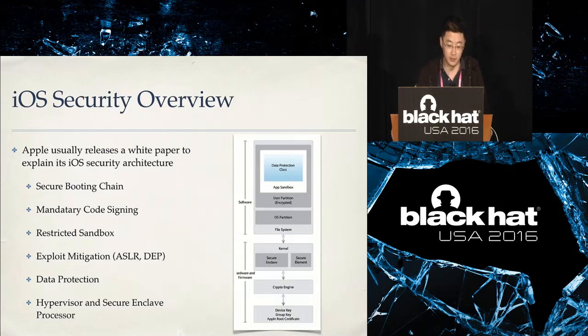And in terms of exploit mitigation, iOS has both kernel-side and user land address space layout randomization, and also non-executable, non-writable memory protection. And also on 64-bit devices, Apple applies both hypervisor technology and the secure enclave processor, a separate chip, to improve the security.